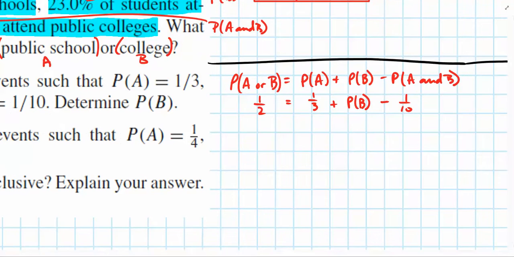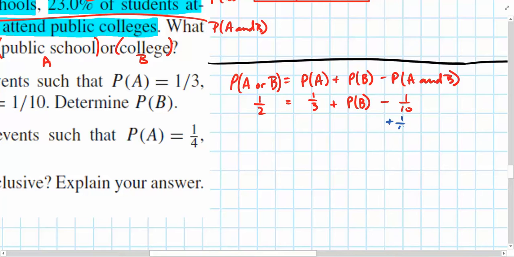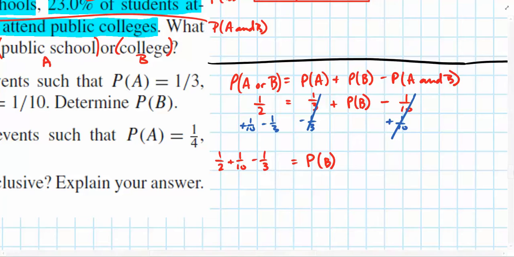So I could use basic algebra to solve this here. If I add 1/10 to both sides of the equation, that will allow them to cancel on the right. And if I subtract 1/3 from both sides of the equation, that'll allow these two to cancel. And we would be left with the probability of B is the result of 1/2 plus 1/10 minus 1/3. Now I'm going to do this by hand rather than going to the calculator. I'm going to go ahead and make a common denominator equal to 30. I know all three of these numbers will go into 30.